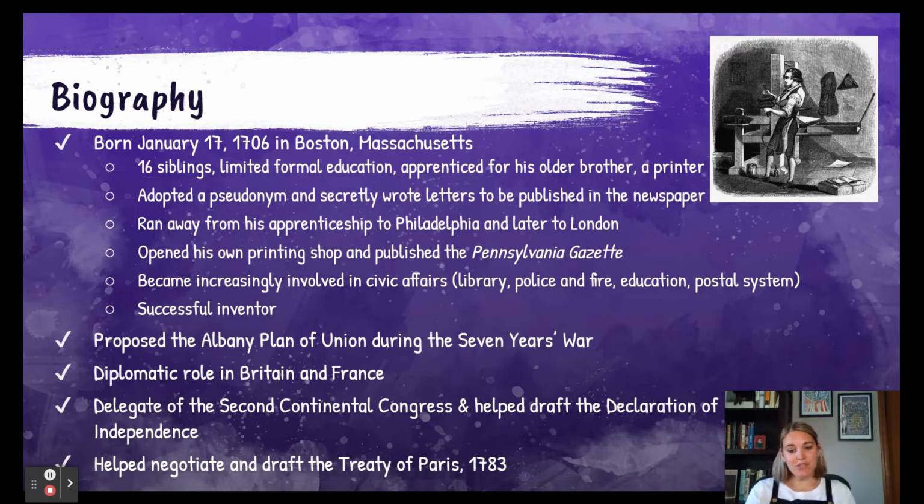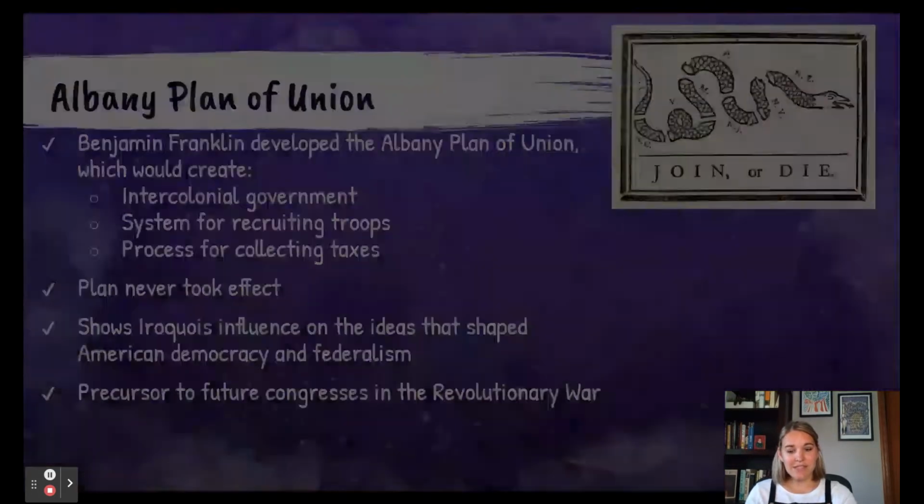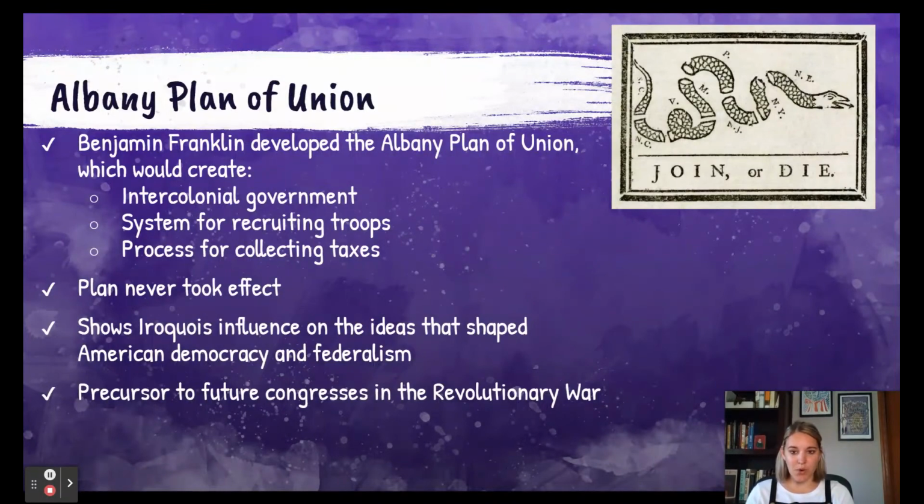So as far as the AP US history curriculum is concerned, you should be aware that he proposes the Albany Plan of Union during the 7 Years' War. He played a diplomatic role in both Britain and France. He was a delegate of the Second Continental Congress, played a role in drafting the Declaration of Independence, and helped negotiate and draft the Treaty of Paris. So let's dig into those aspects a little bit more.